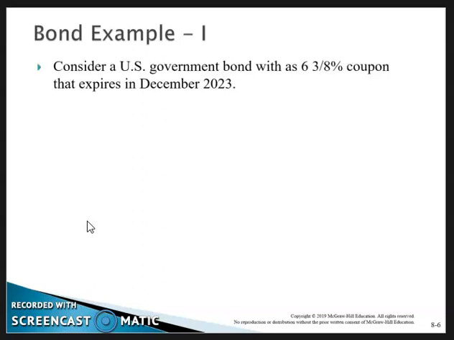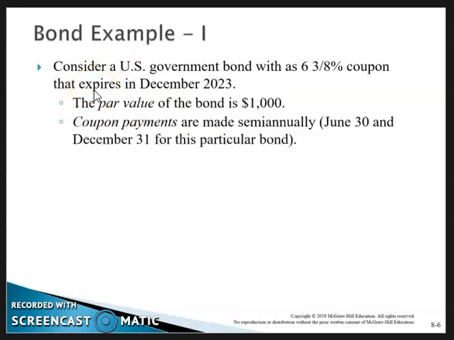So, an example here: a U.S. government bond with a 6 3/8 coupon. 3/8 is 0.375, so that's 6.375%. I don't like the word expires, it actually matures. That would be the appropriate word here. The par value of the bond is $1,000. Coupon payments are made semi-annually, June 30th and December 31st for this bond. They occur exactly 6 months apart.